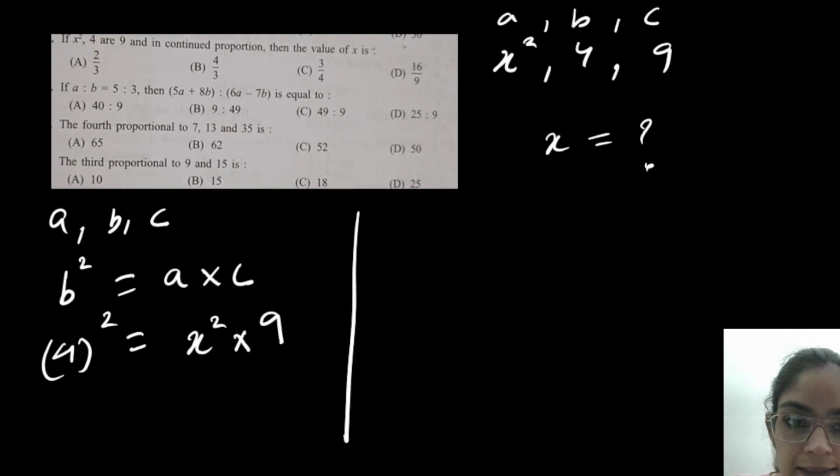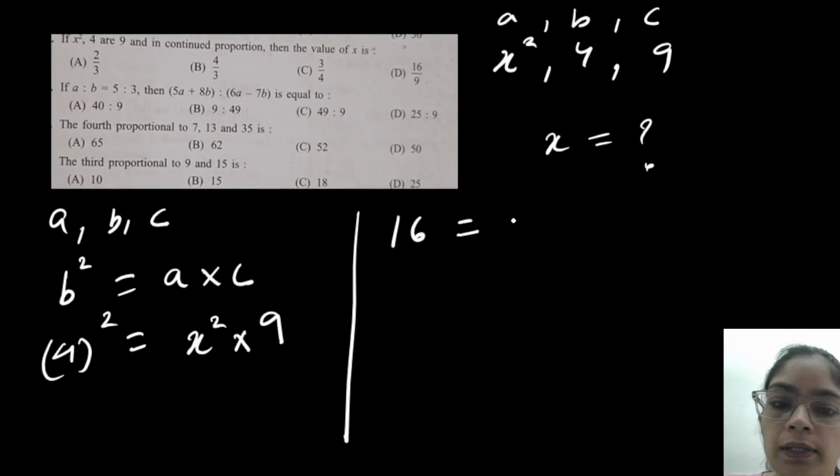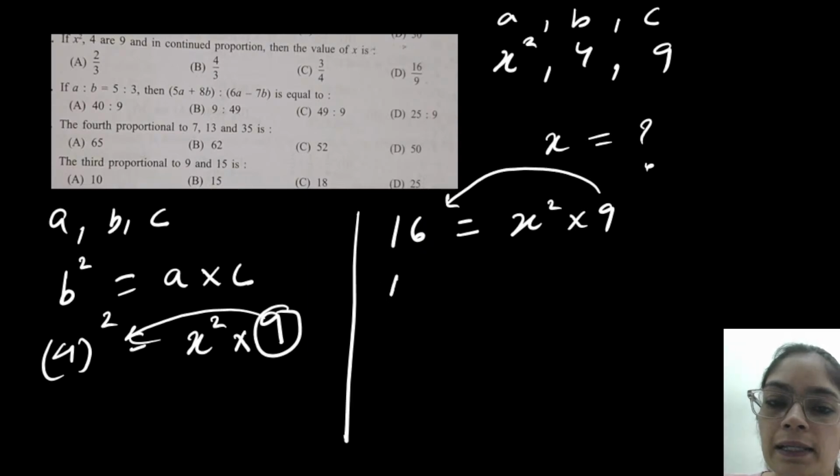Yes, you already know the formula. Good. So let's find the value of x. Let's see who finds it first. So 4 square is 16. 4 square is 16, equal to x square into 9. So let's shift 9 to the other side. If I shift 9 to the other side, then it will be in division form. So 16 by 9 is equal to x square.